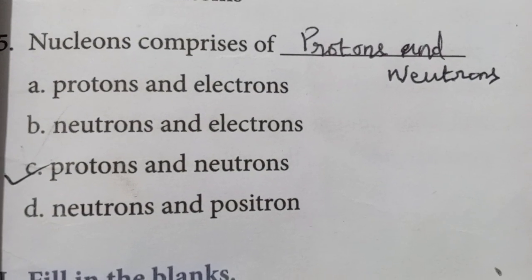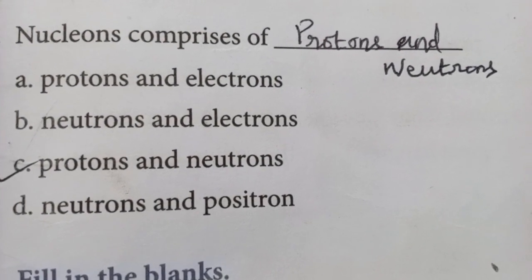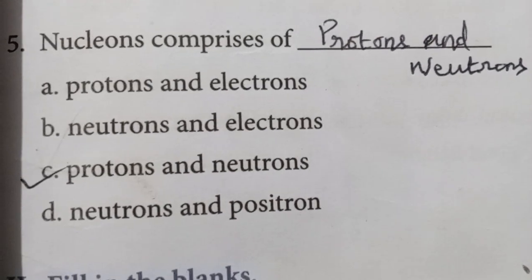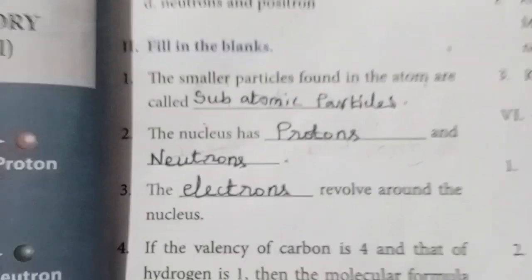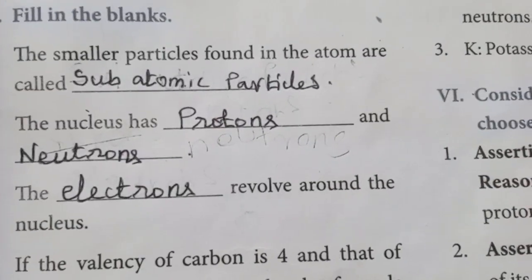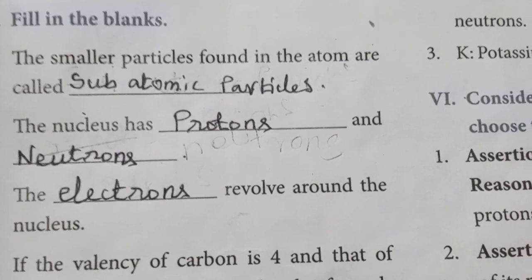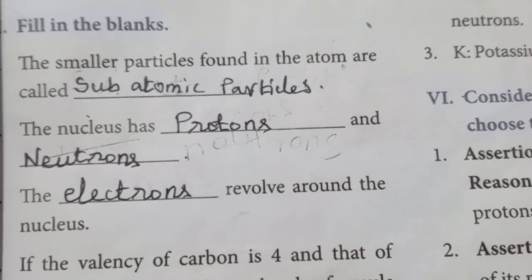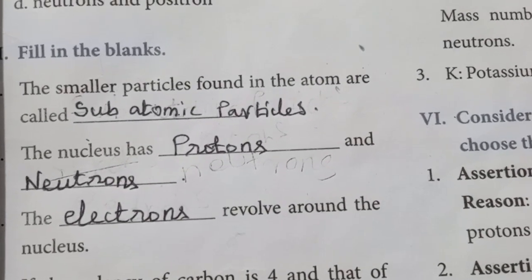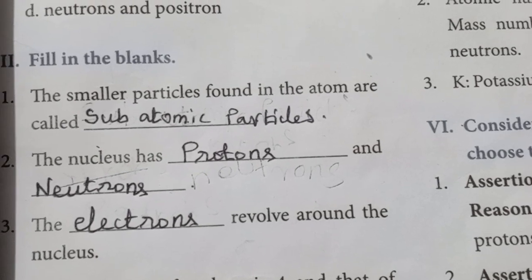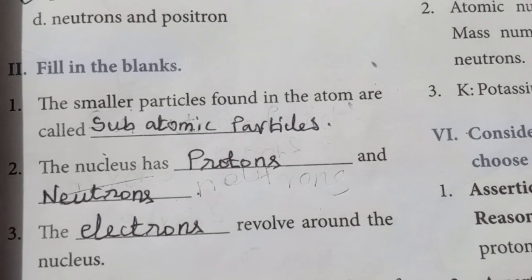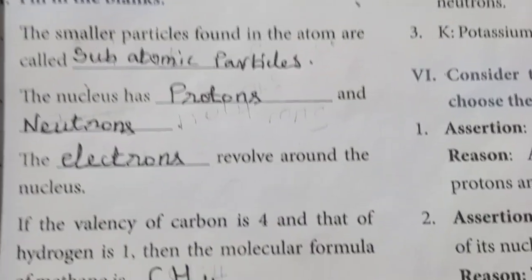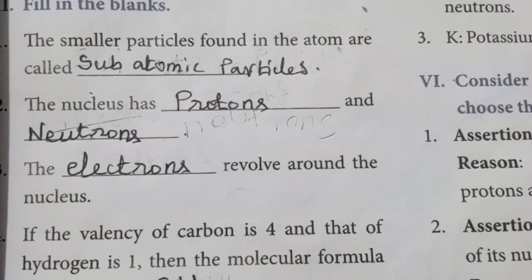Nucleons comprises the protons and neutrons. Nucleus is nothing but the center of the atom that always contains protons and neutrons. Fill in the blanks. The smallest particles found in an atom are called subatomic particles. The nucleus has protons and neutrons, whereas the electrons are not present in the nucleus. They are present outside the nucleus and revolve around it.